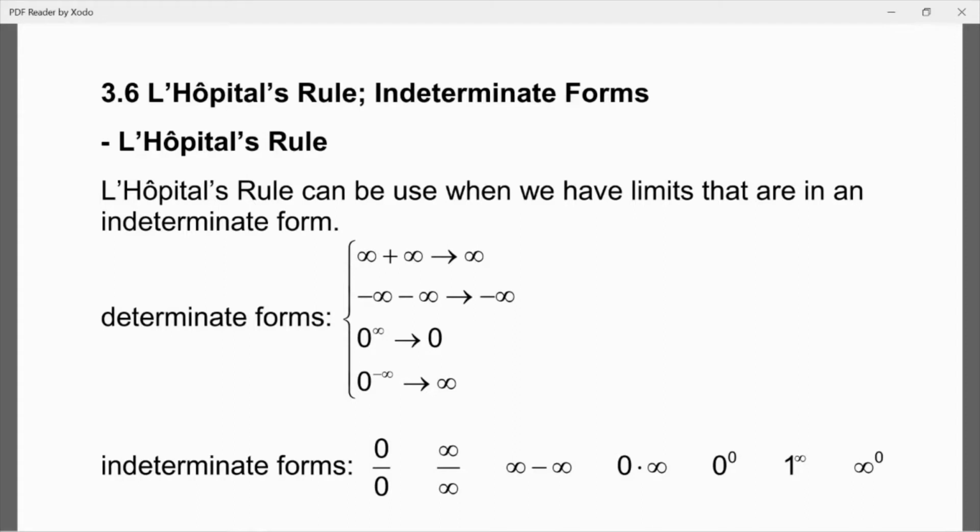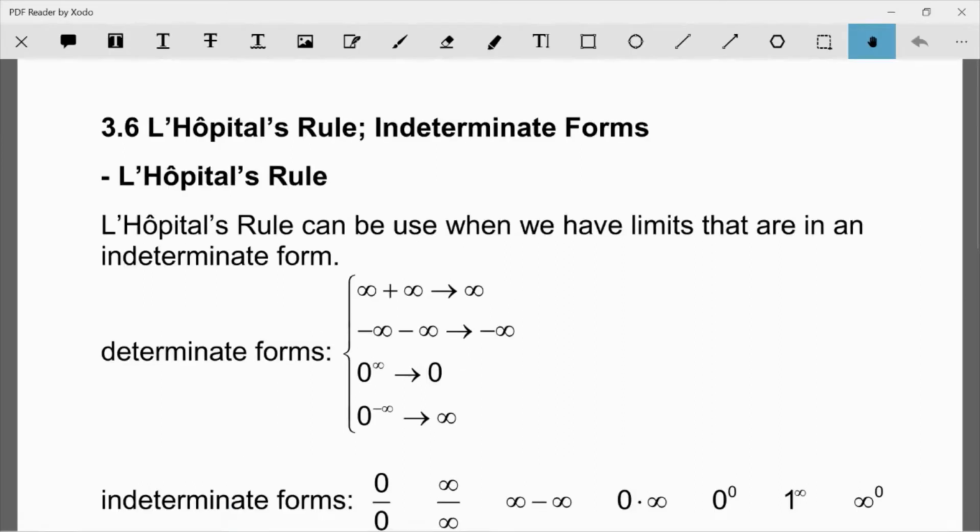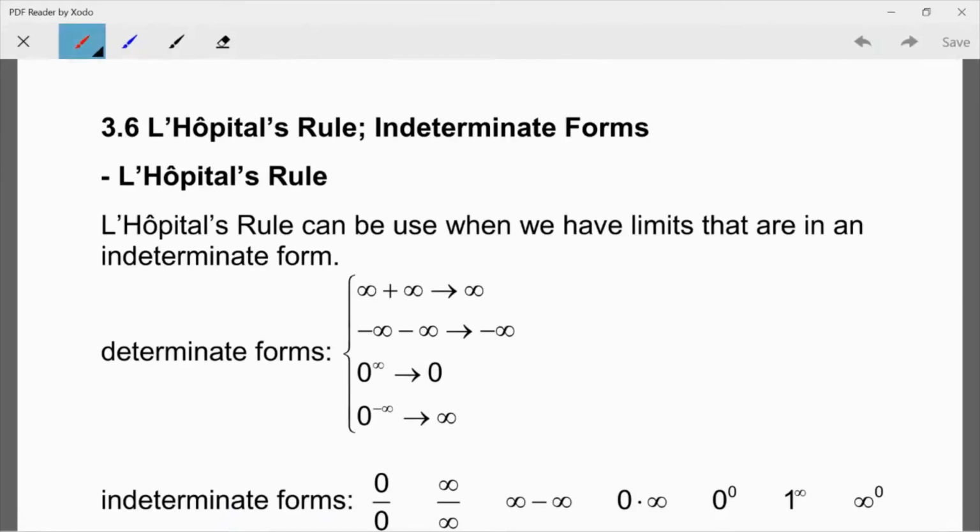Okay, so to start with here, we have some determinate forms. And it doesn't necessarily mean that you know what the sum or the difference or the value is. It just means that you know what the result is going to be. So for example, if I were to add two infinitely large numbers, I know the result of that is going to approach infinity. Or same thing, if I have two numbers that are approaching negative infinity and I combine them, I know I'm approaching negative infinity.